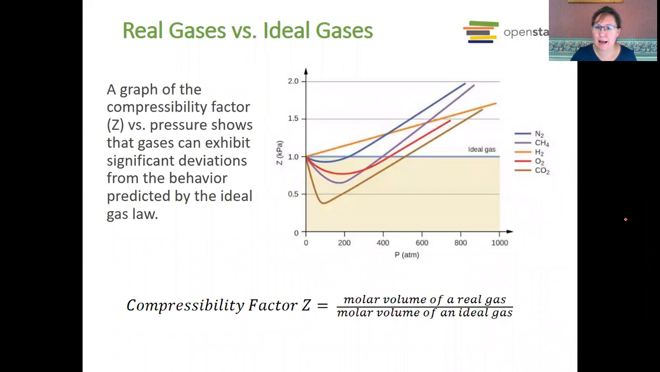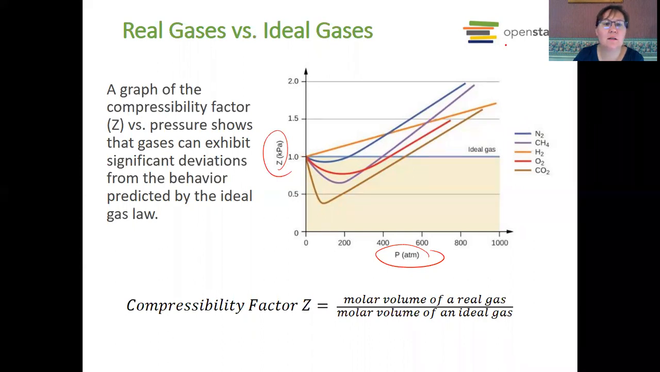All right, last slide of the year, or the semester, sorry. What this is doing is just showing us real gases versus ideal gases. It's the pressure in atmospheres versus our Z, our compressibility factor. The compressibility factor is the molar volume of a real gas divided by the molar volume of an ideal gas. So this line right through the center is our ideal gas right here, and you can see just how far apart these are.